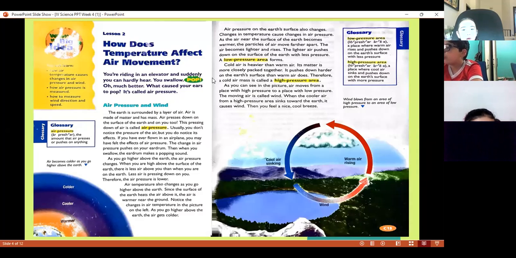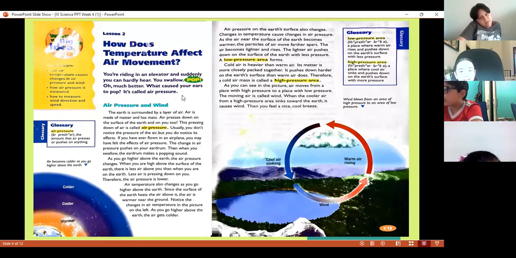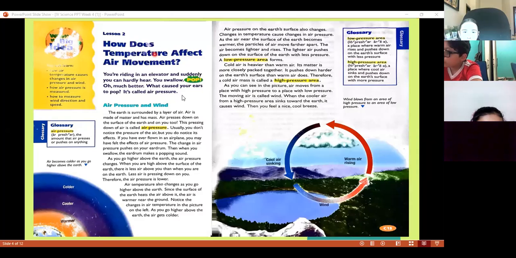Now, here on the presentation we have the pages of the book, C12 and C13, where you have more information about this topic. How does temperature affect air movement? This is the title. So if you didn't finish copying the topic, this is the topic. Copy this.